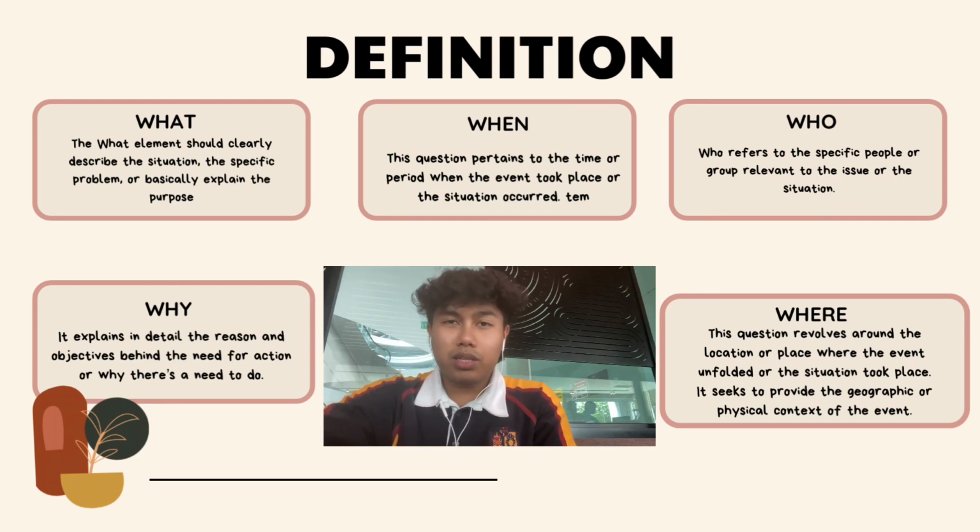The next one is who. Who refers to the specific people or group that is relevant to the issue or situation. For example, who is the one responsible to solve the problem. The next one is why. It explains in detail the reason and the objective behind the need for action, like, why do we need to solve the problem?